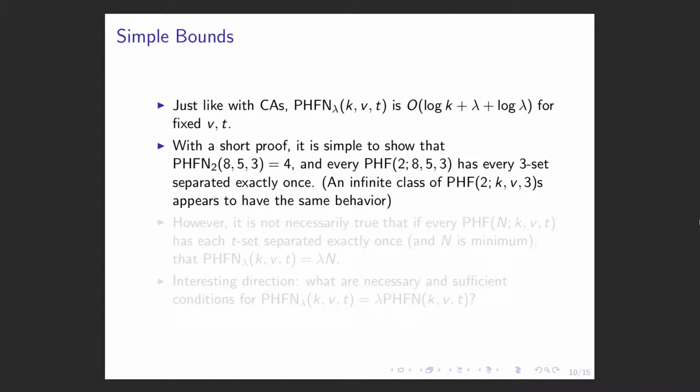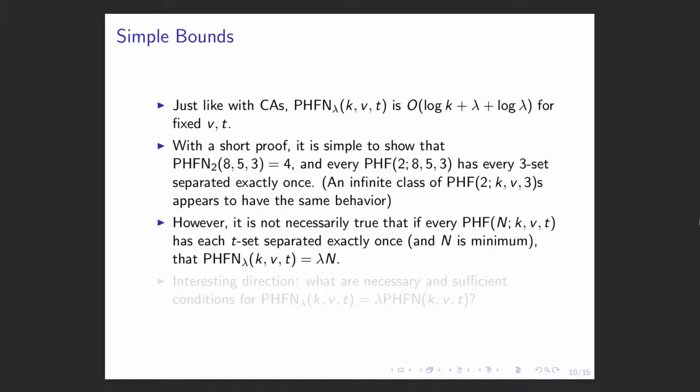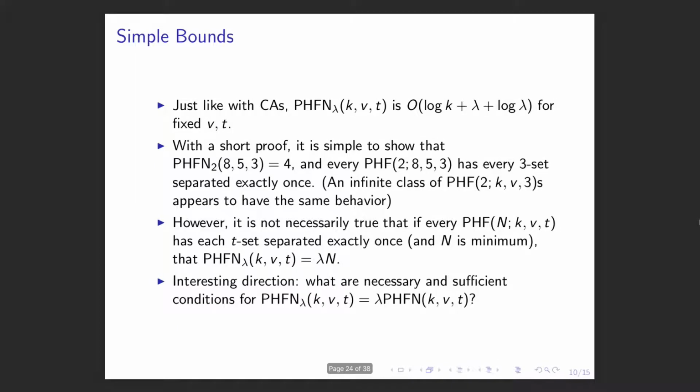Non-trivially, the optimal size of a PHF with 8 columns, 5 symbols, and strength 3 is 2 rows. And the best thing that you can possibly do is duplicate that array. It's actually not that hard to show, and there's an infinite class of PHFs that behaves like this. But it's not necessarily true that if you have a PHF with everything separated exactly once, the best thing you can do is just copy the thing. Sometimes you can actually do better. So something that would be really interesting to settle is when is that actually the case?